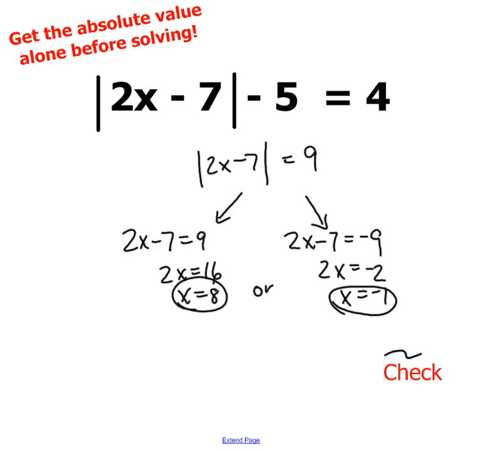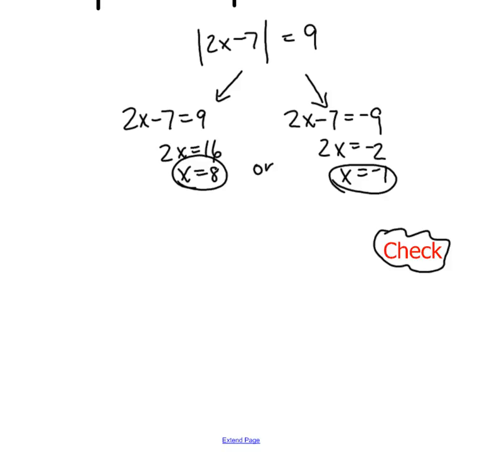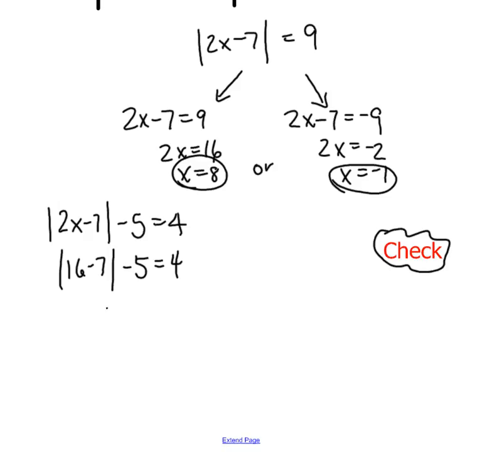Can't forget my lovely check. So I'm going to go down and I'm going to show my check. So I'm going to actually do it with the absolute values. The original equation, absolute value of 2x minus 7, minus 5 equals 4. Plug in my 8. So 16 minus 7 minus 5 equals 4. And 16 minus 7 is 9, minus 5 equals 4. And so I get 4 equals 4. These are not formal checks. If you're asked to do a formal check, you can make it neater or whatever you need to do.